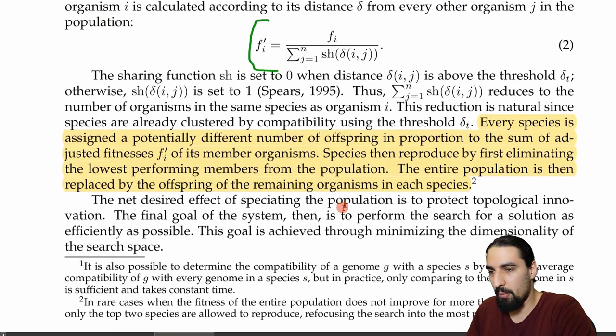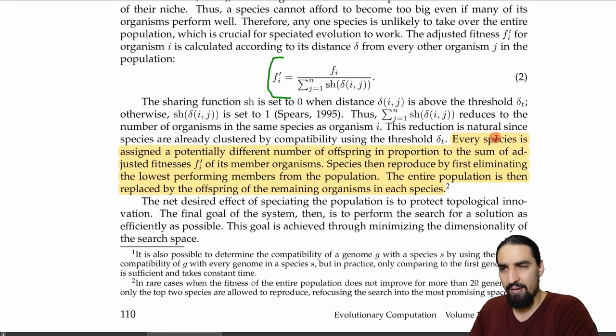Let me just read you a couple more sentences here. They say every species is assigned a potentially different number of offspring in proportion to the sum of adjusted fitnesses of its member organisms. Species then reproduce by first eliminating the lowest performing members from the population. The entire population is then replaced by the offspring of the remaining organisms in each species.